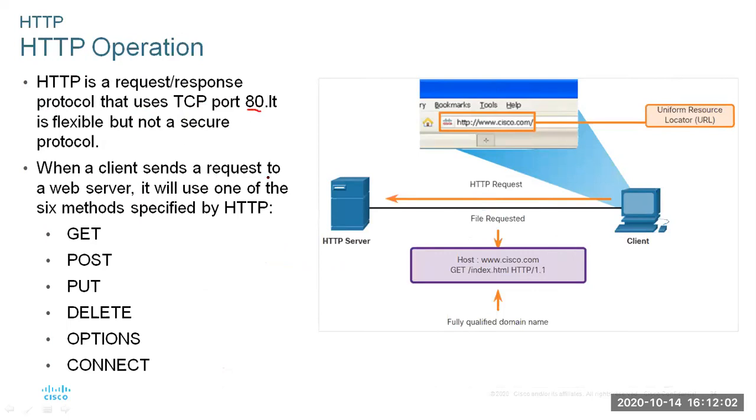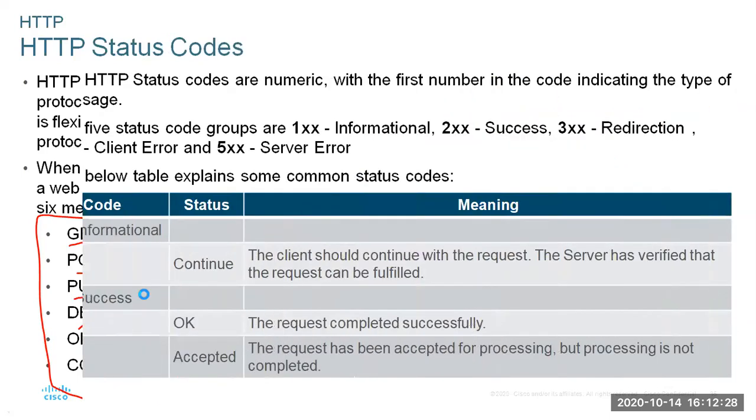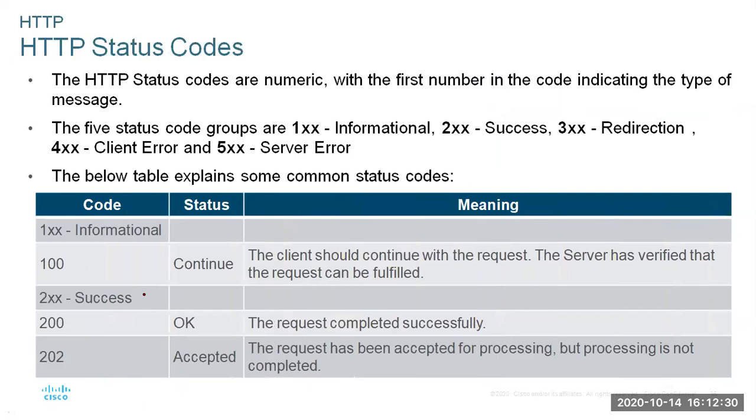When a client sends a request to the web server, it will use one of six methods to get the HTTP: either GET, POST, PUT, DELETE, OPTIONS, or CONNECT. So those are the methods used by HTTP to get whatever it needs. We're almost done, so just bear with us.